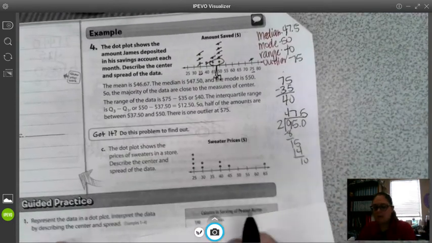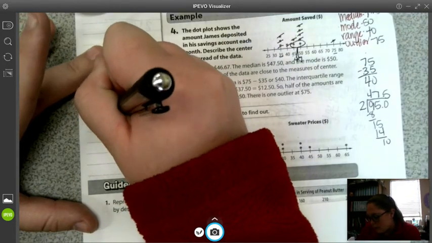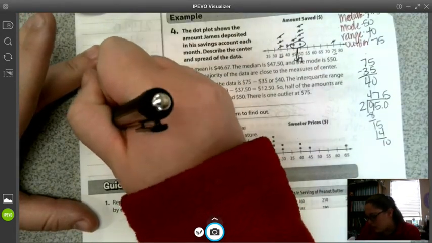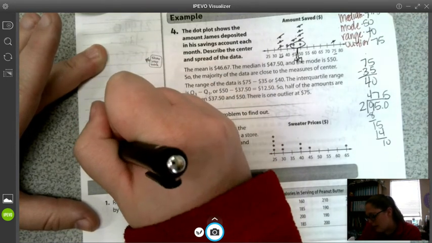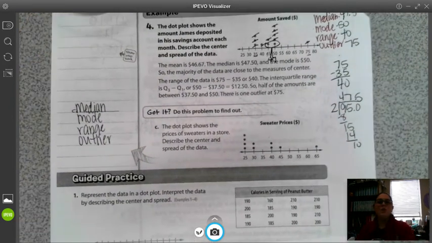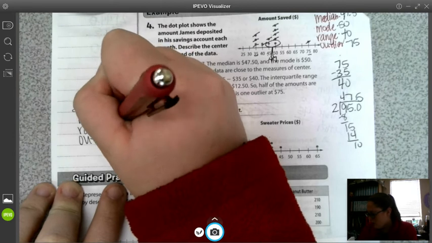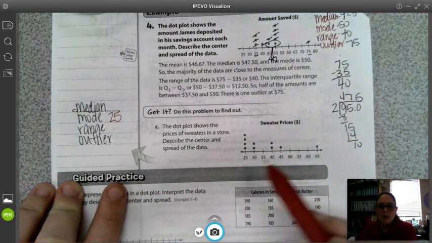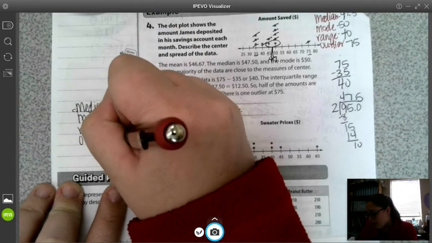Let's look at Got It problem C, and I'm going to write all this over on this side now. So I'm going to find my median, my mode, my range, and my outlier. Right away, I'm going to start with my mode. This one, my mode is 25. Pretty easy to do. I also see my outlier is way over here with 65.